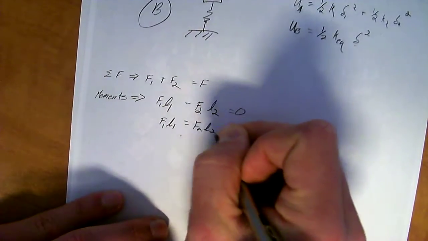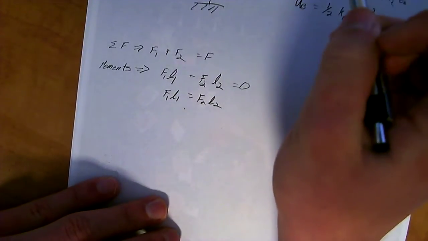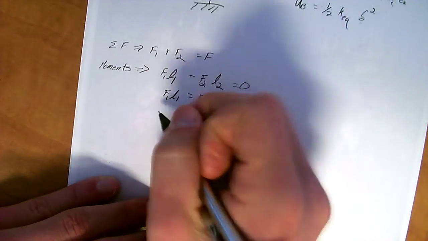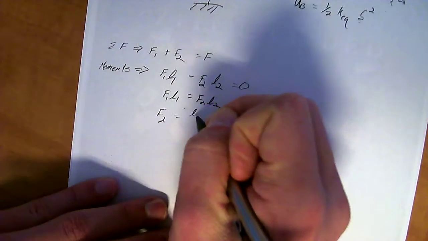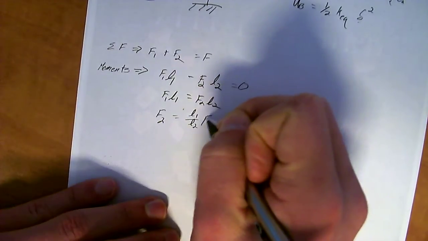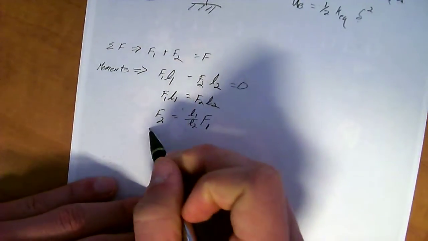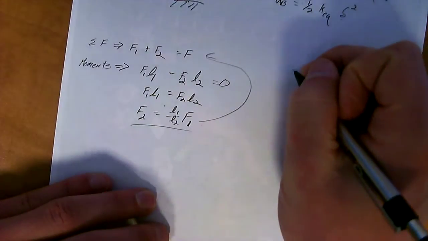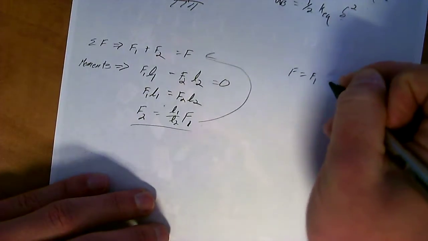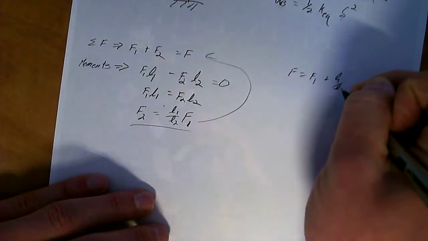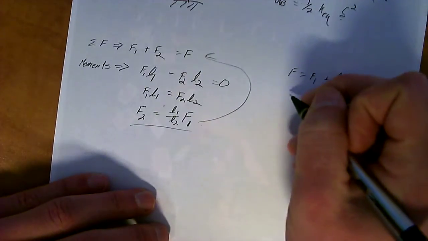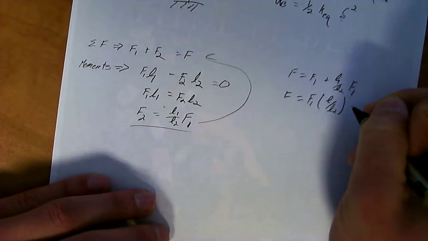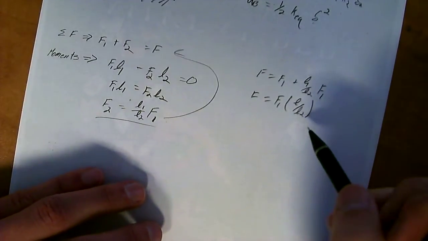Okay, so that means we have F1 L1 is equal to F2 L2. And no matter how you assumed the moment up here, positive or negative, this direction or that direction, you're going to end up with this equation eventually. So let's go ahead and solve for F2. F2 is equal to L1 over L2 times F1. Okay, so there we have F2. Let's sub that back up into this equation and solve it again. So we've got F is equal to F1 plus L1 over L2 times F1. So here we have F is equal to F1 of L over L2.